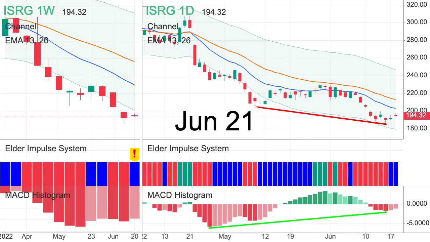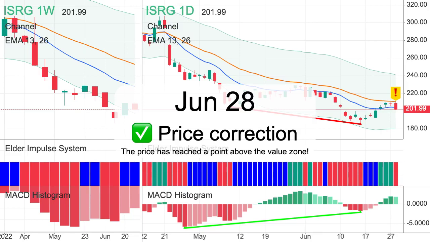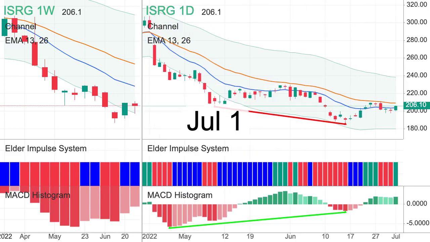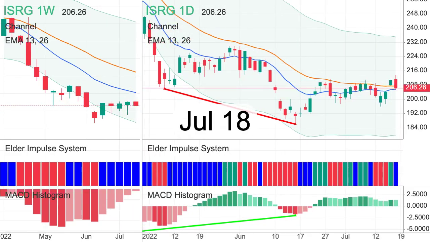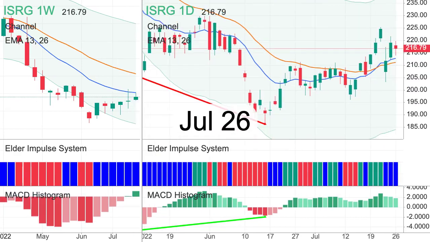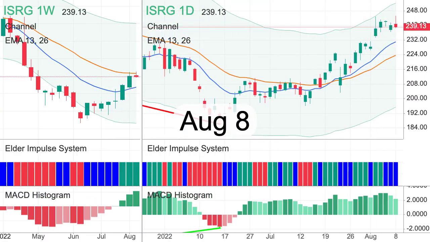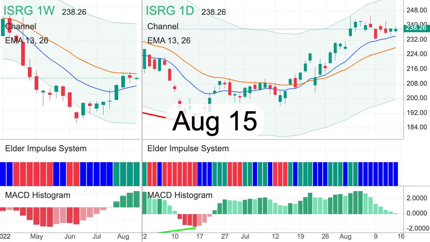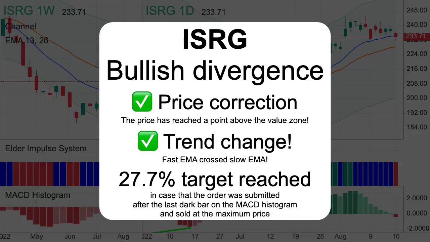There is a blue bar on an Elder impulse system on the weekly chart. The price has reached a point above the value zone. Fast EMA crossed slow EMA. MACD histogram crossed the zero line. 27.7% target reached.